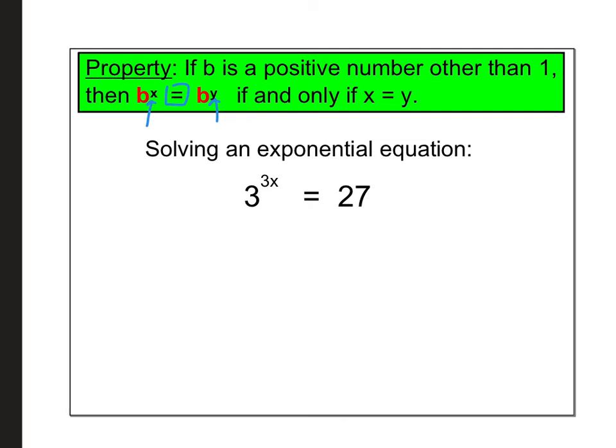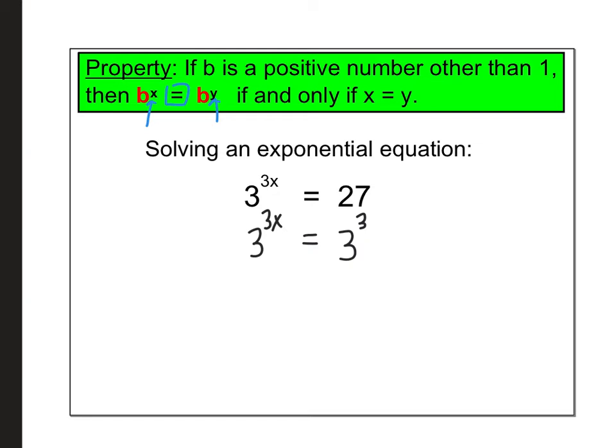So again, we notice the left side has a base of 3, we don't really need to change that, because we know that 27 can be written as 3 to the third power. And I chose 3 as a base because that was the base on the other side. So we have this equation, 3 to the 3x must equal 3 to the third.